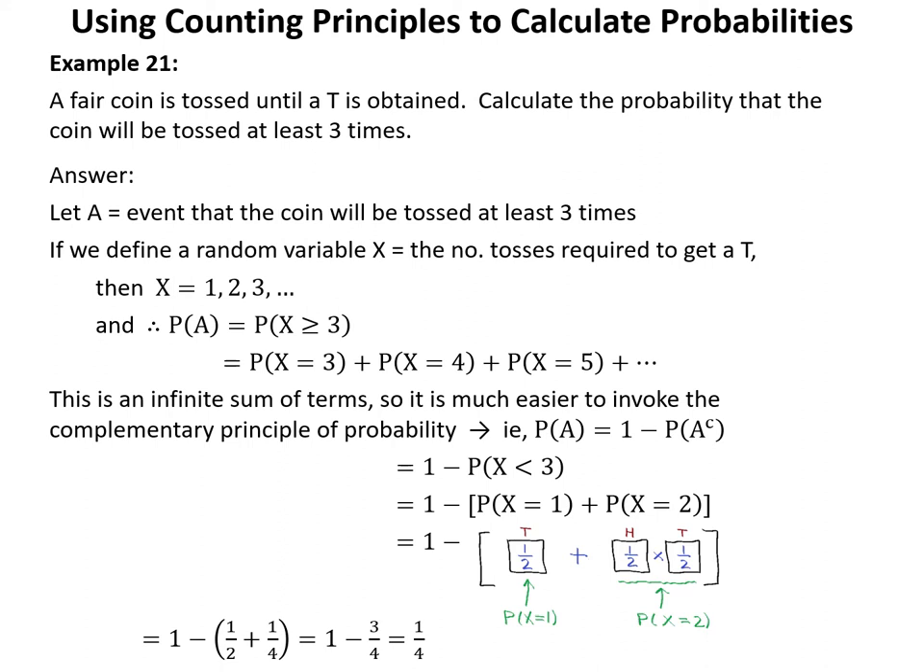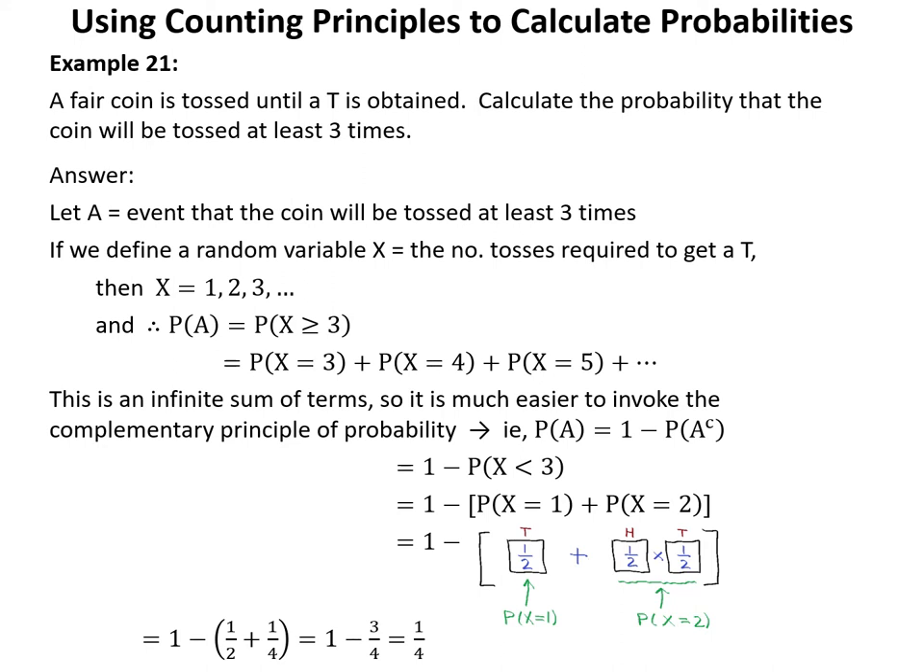In example 21, a fair coin is tossed until a tail is obtained. And we're asked to calculate the probability that the coin will be tossed at least three times. So to answer this problem, first we can define the event A, which is the event that the coin will be tossed at least three times.